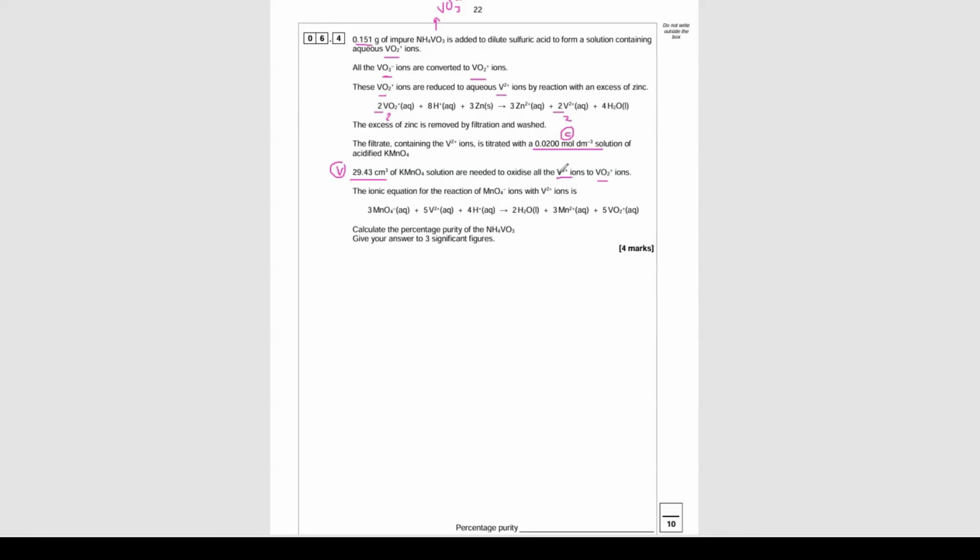plus ions, right? So they then go further, and you can see the ionic equation for the reaction of manganate ions with V2+ is here. So we've got manganate with the V2+. Check out, we've got a ratio of 3 to 5.